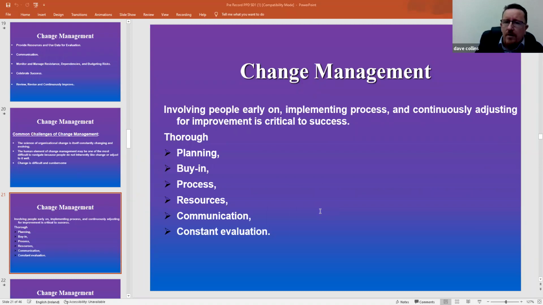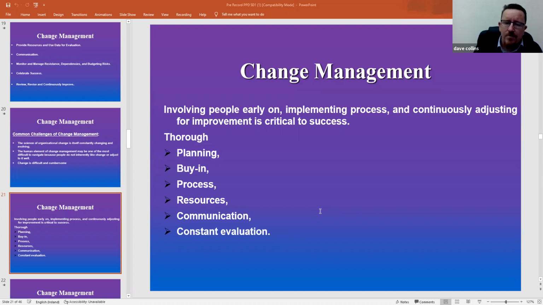Involving people early on, implementing process and continuously adjusting for improvement is critical to success. Thorough planning, buy-in, process, resources, communication, and constant evaluation. These are all critical to success. Like I said, planning, getting people to buy into this change, your processes, your resources, your communication, and it needs to be constantly evaluated.